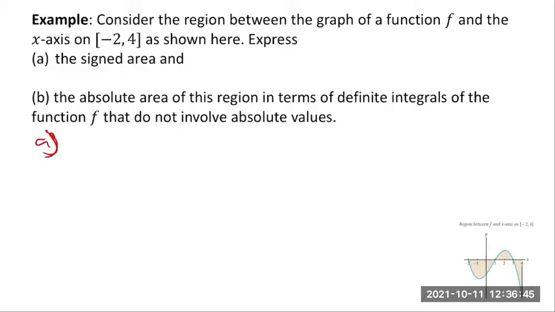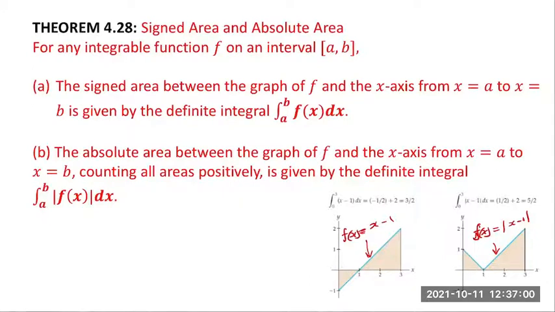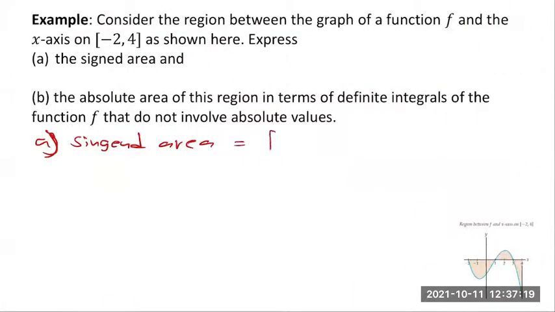How do we find the signed area? How can we write an expression for the signed area? Remember, the signed area is given by theorem 4.28. The signed area between the graph of f and the x-axis on the interval from a to b is given by the definite integral of f of x from a to b. So that's so straightforward. So the signed area would be the definite integral from -2 to 4. Your interval is -2 to 4 in this case, f of x dx. Of course, f of x is not explicitly given here. It doesn't matter. We just write f of x. That's the signed area.